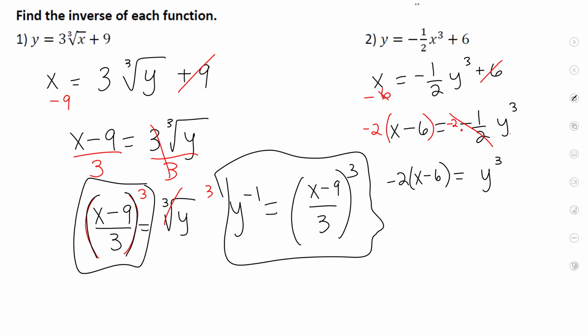Now what do I do to both sides? Cube root it. So this is your answer. The answer is the cubed root of, and if you want to distribute this, you can, negative 2x plus 12.